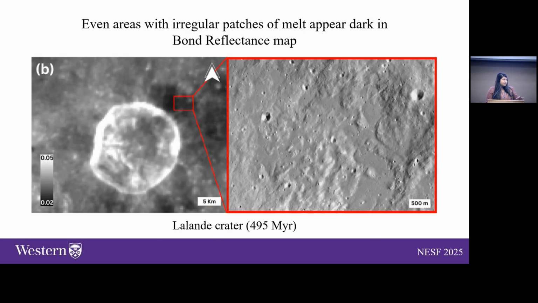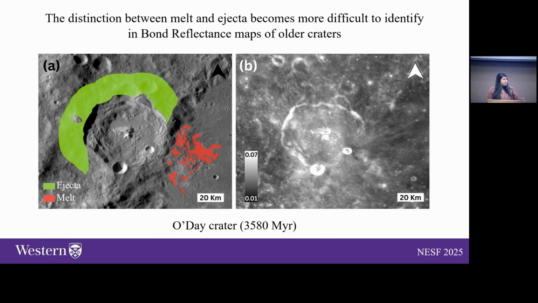And moving on to a comparatively older crater, which is Laland, we still see that there's this huge dark patch in the northeastern rim of the crater, which again corresponds to impact melt ponds that we see on the right. And moving on to a much older crater, which is Ode, this is the oldest crater that we looked at in our study. And when we compare the reflectance of melt and ejecta, it's quite difficult to see the contrast, which is again what we saw in the plot as well, where older craters had less contrast.